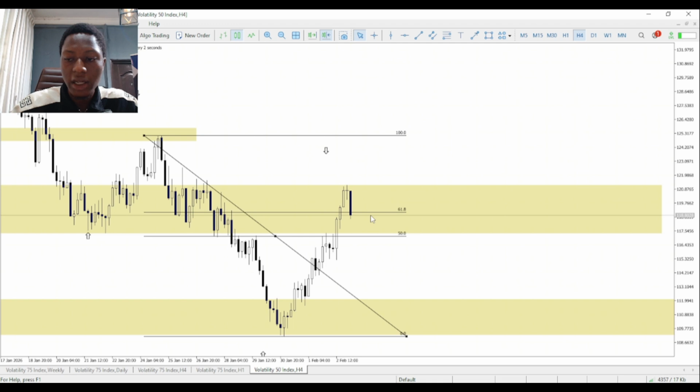You understand? So basically we have about 14 or 15 minutes for a new 4-hour candle to open right now. So let's see how it's going to go. If this candle should close strongly like this, then this will be an extremely strong candle.